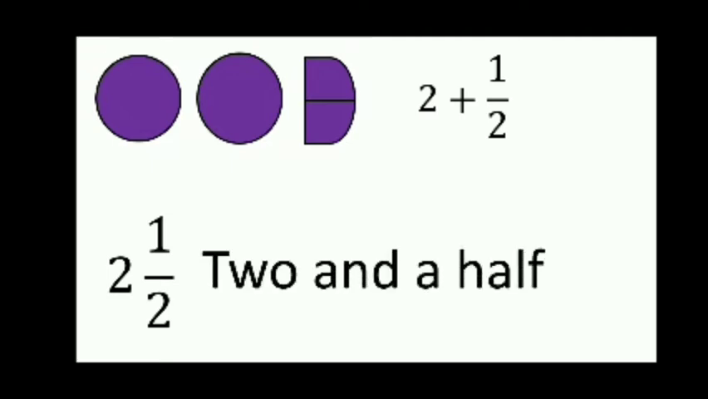Next, how many whole circles? Yes, 2 whole circles. And the third circle is a half. So how do we write the fraction? 2 plus half. Now, how do we write it as a mixed fraction? That is 2 1/2. And in words, 2 and a half. Next one, how many whole circles? 2, correct. And the third one is half. So 2 1/2.